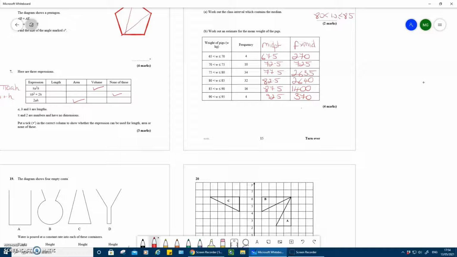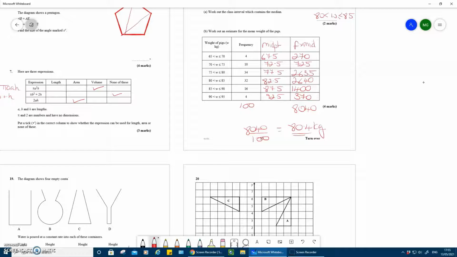So 270 plus 75. Apologies for cheating here. 2635 plus 2640 plus 1400 plus 370. That's 8040. There's 100 pigs. So the mean is 8040 divided by 100, which is 80.4 kilograms.